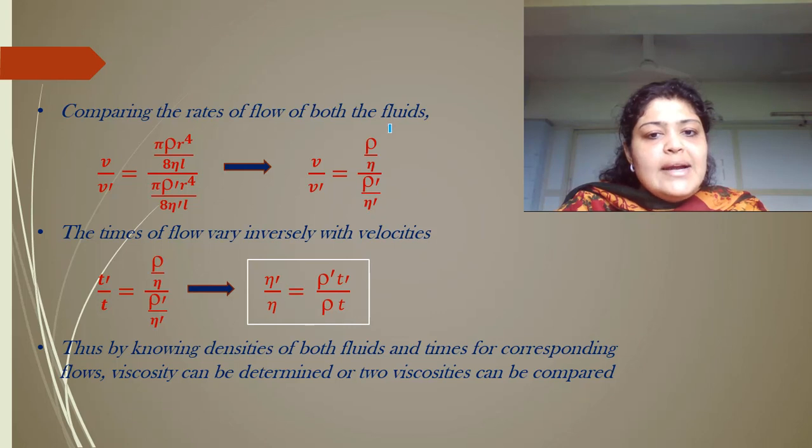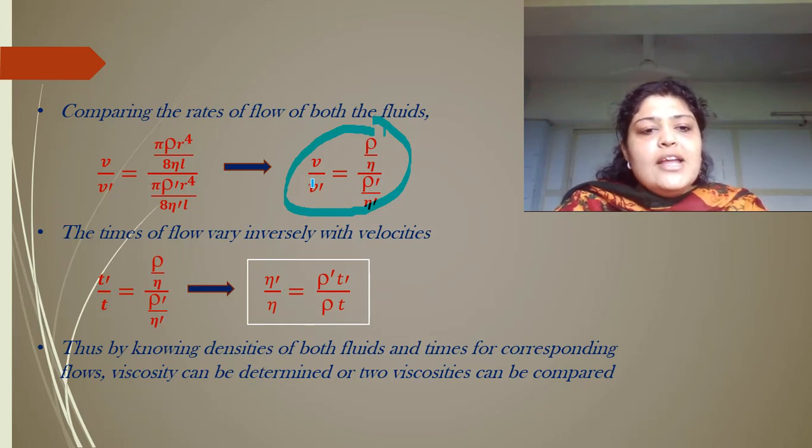dash upon eta dash. Now keeping this equation in mind, velocity inversely varies with time. If the velocity of the fluid is more, the time taken to reach from P to Q will be less. So instead of V by V dash, I can write T dash by T. So T dash by T is equal to rho upon eta whole upon rho dash upon eta dash. So this can give me the value of eta dash upon eta as rho dash T dash upon rho T.